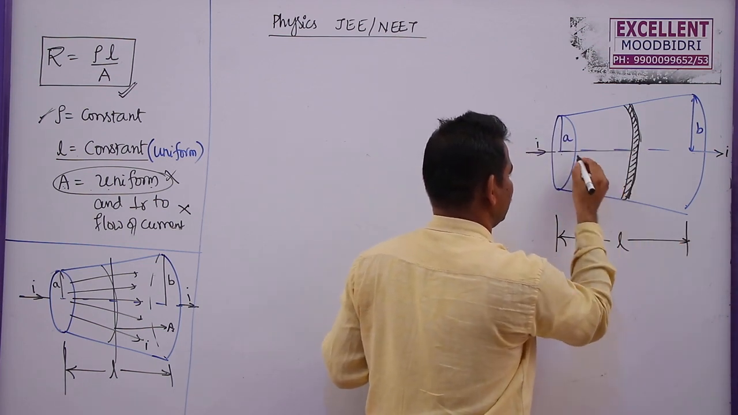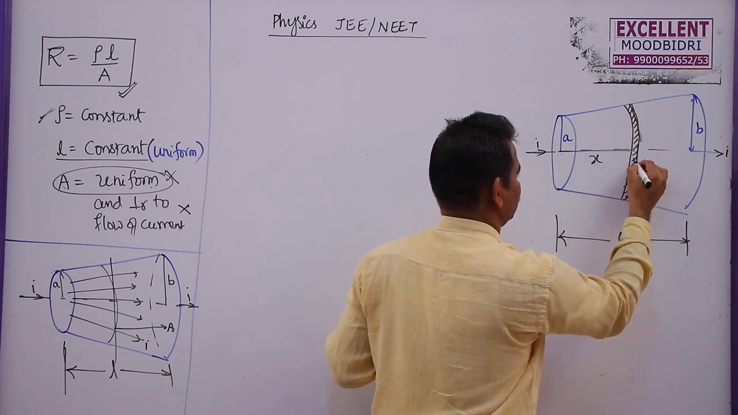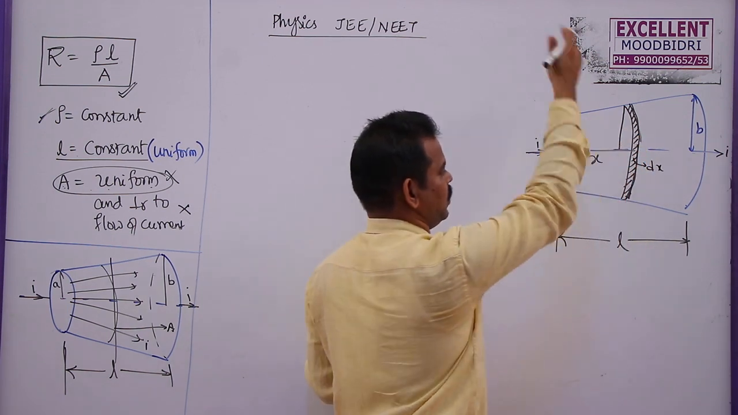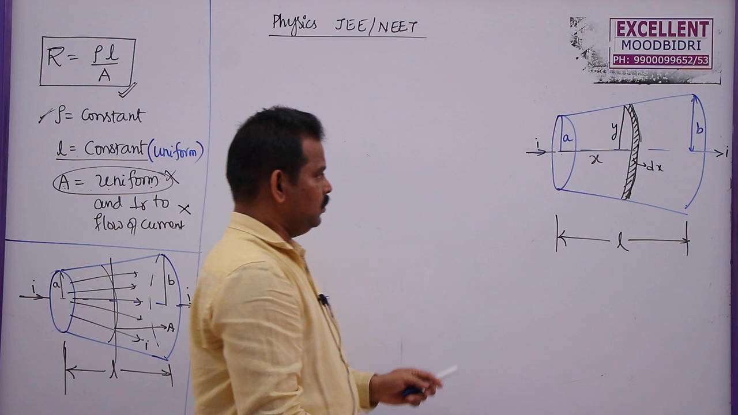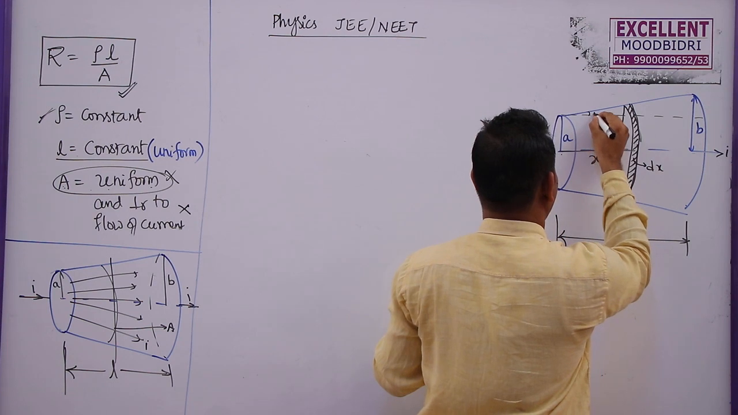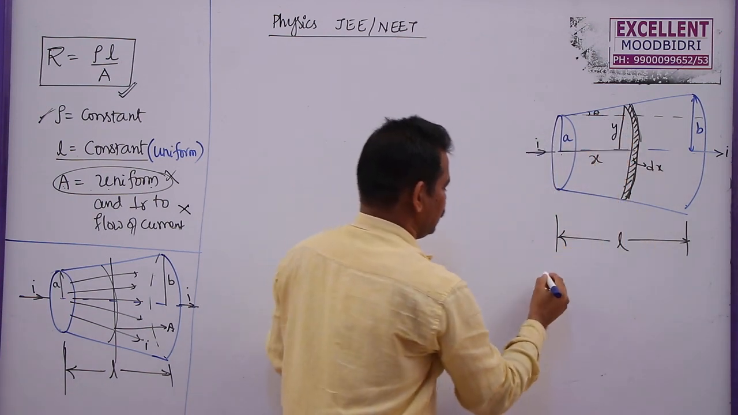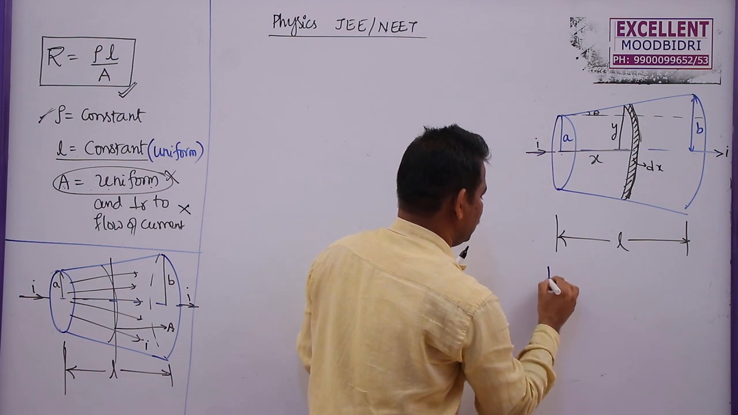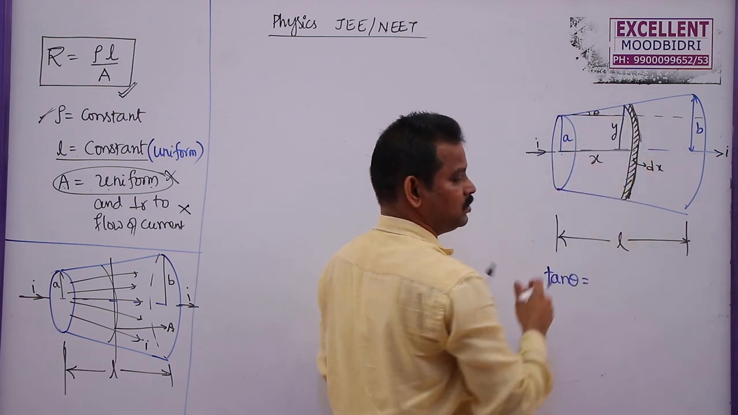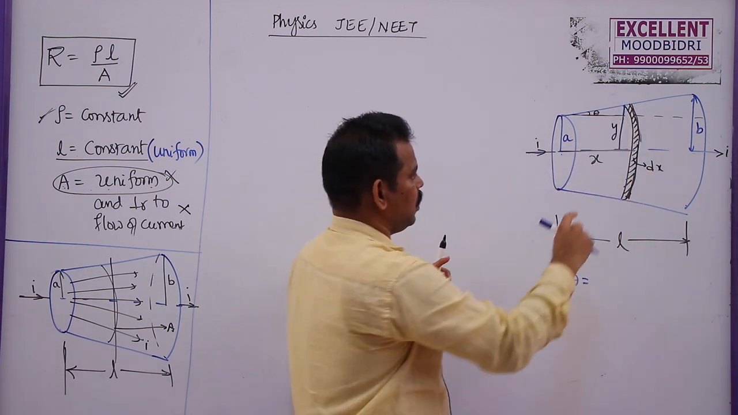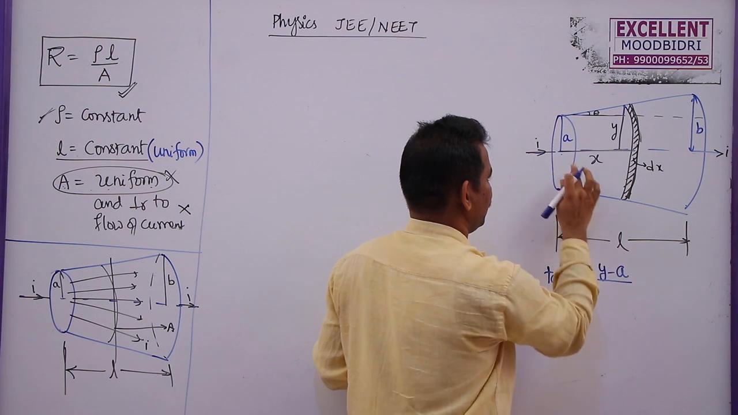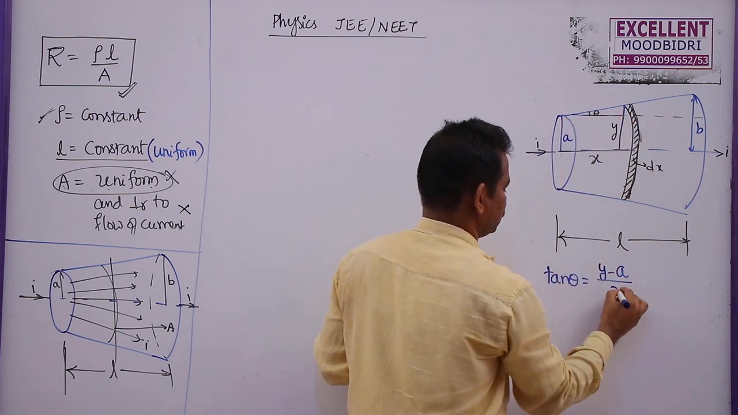Now this portion, this length let us say x, and the thickness of this one is dx, and the radius here I can take as R along the y axis, let me take it as y. In this diagram, if you draw a parallel line here, this is the angle theta. So from this angle, what is tan theta here? Tan theta is given by opposite side by adjacent side. Opposite side from the diagram is only this much, so y minus a, by the adjacent side, which is equal to x.